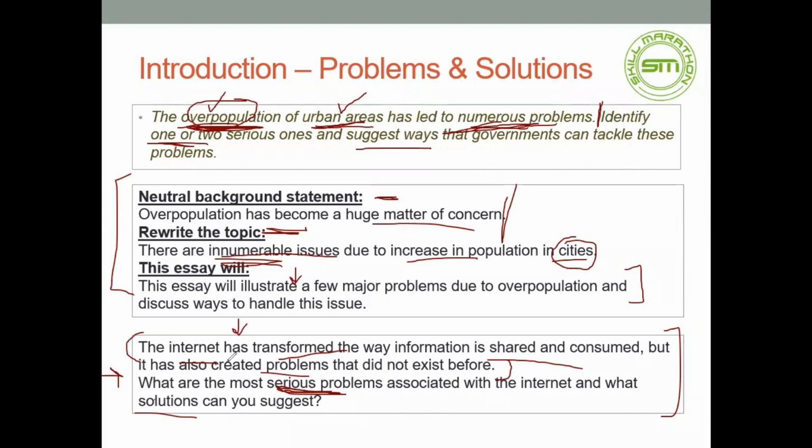Very good. Anila, I'm reading yours. No, Anila, again, you've written a nice general statement, but you've not rewritten the topic. Internet plays a major role in our daily lives. Very nice general statement. But what about paraphrasing the topic? Rewrite the topic. Okay, although internet is beneficial or has changed the way communication happens or changed the way information is exchanged, there are a few issues associated with it. And then you write the last statement which you've written.